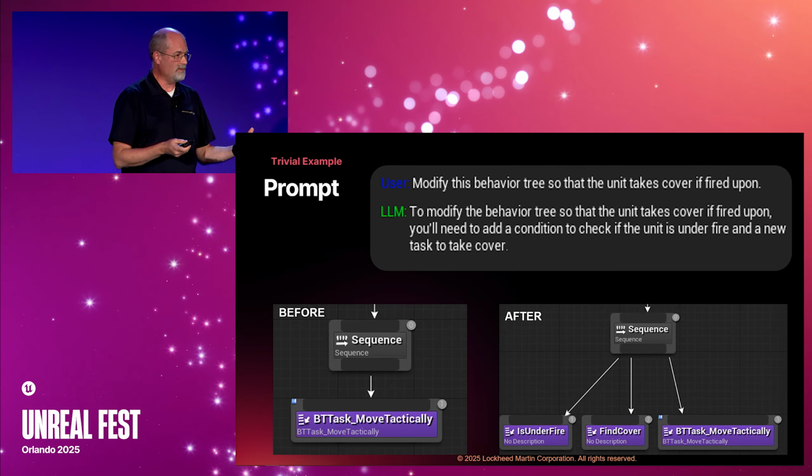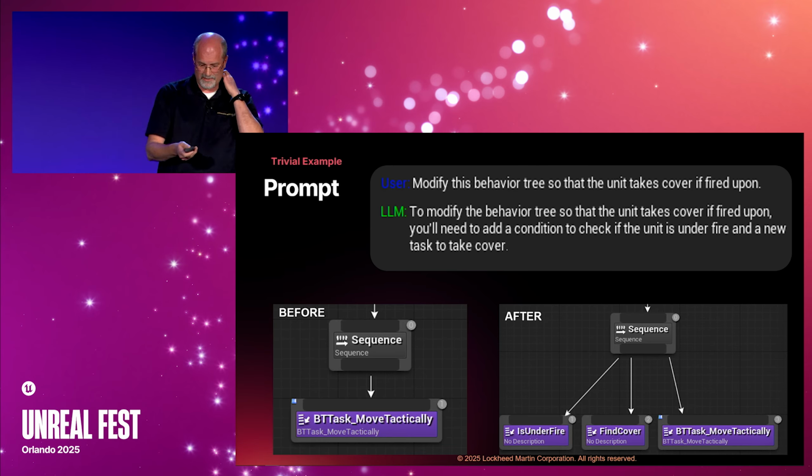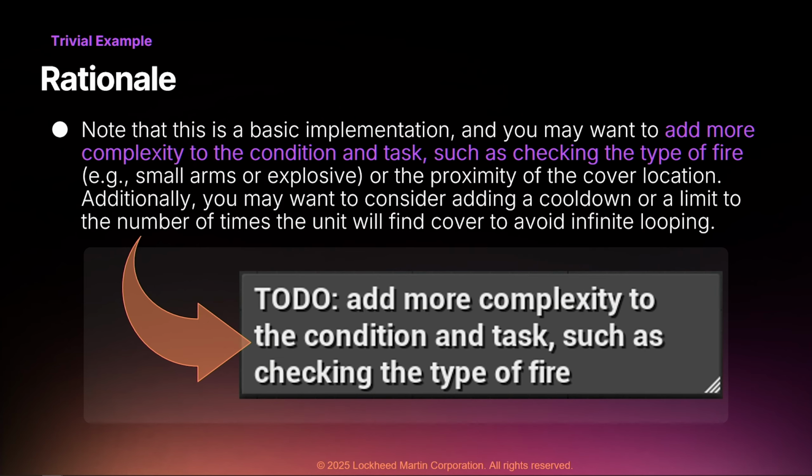So we also want this concept to work where the LLM can propose tasks that we need to implement. And so this example here is where there is a move tactically task in existence, but there was no is under fire or find cover type of task. So the LLM proposes those nodes, leaves a placeholder for them, and then adds some description that tells you, hey, you might need to do more here. There's more information you need to do. Here's some doctrinal references that you can use to help define that, and then you can iterate from there.